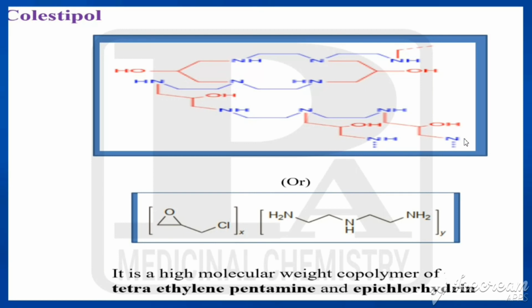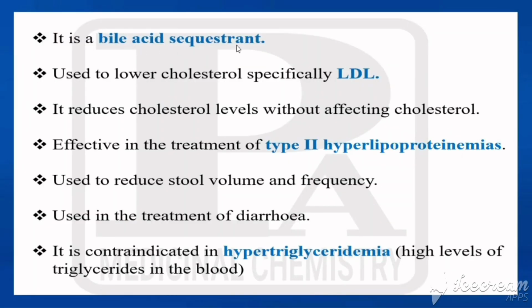NHCH3. Here you can add one hydrogen. So that is the structure of cholestyramine. We have known it is a bile acid sequestrant. It is used to lower the cholesterol, especially LDL. It reduces the cholesterol levels without affecting HDL cholesterol.